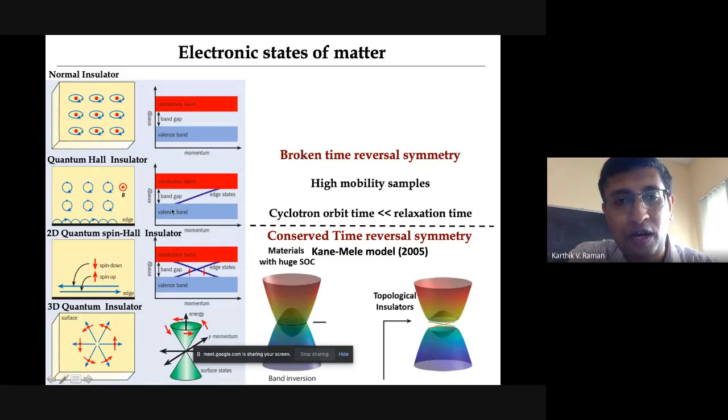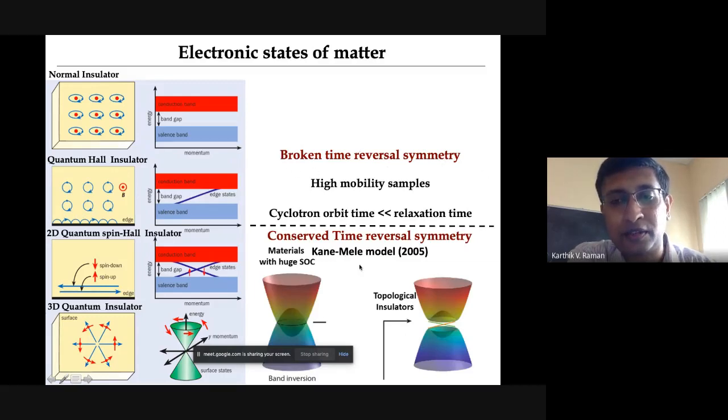And if you see here, how we have converted a system from a nicely metallic or semiconductor system to an insulating system is by applying a field. So you break what is called the time reversal symmetry of your material. Now, the question is: can you achieve such states without really applying any field to your system, or without breaking the time reversal symmetry?